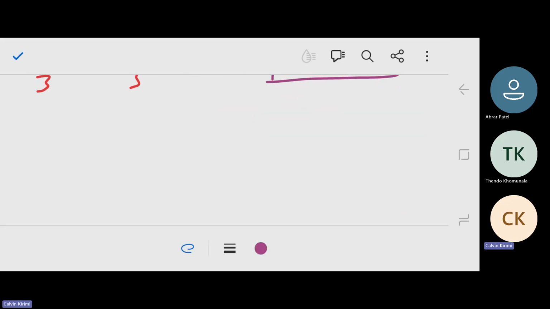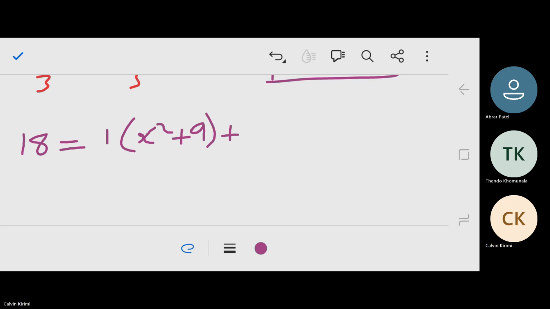We are saying that 18, our constant, the numerator, is equal to a. We now know what a is: 1 bracket x squared plus 9. That is our a, plus bracket bx plus c.